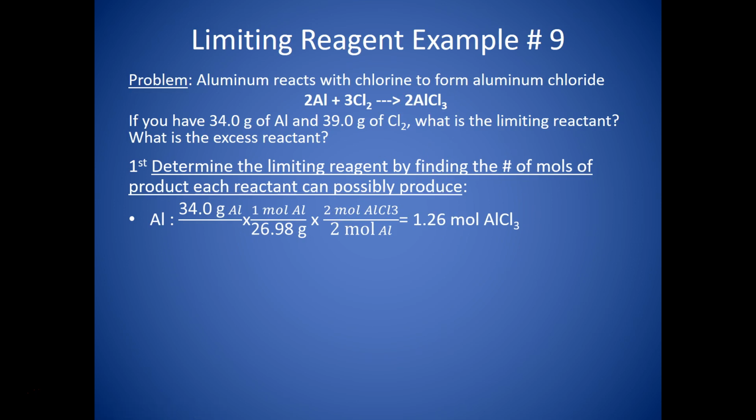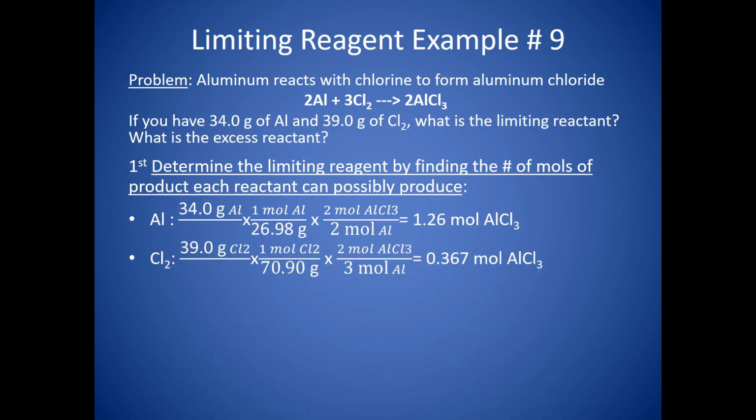Then we have to do the same thing over for the chlorine. In this case, we're using 39 grams because that's what the problem told us. We need the molar mass of chlorine. That equals 1 mole. We use our mole ratio, 3 chlorines to every 2 aluminum chlorides, and we do the math, and that gets us 0.36 moles of aluminum chloride.